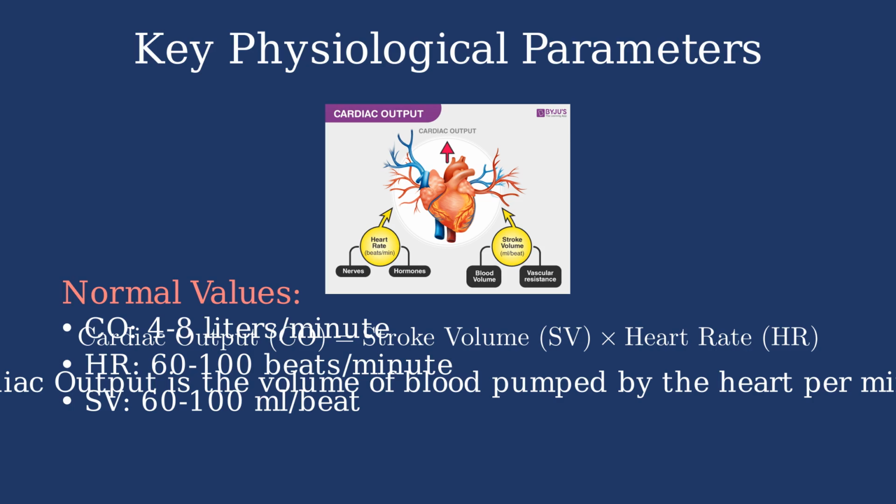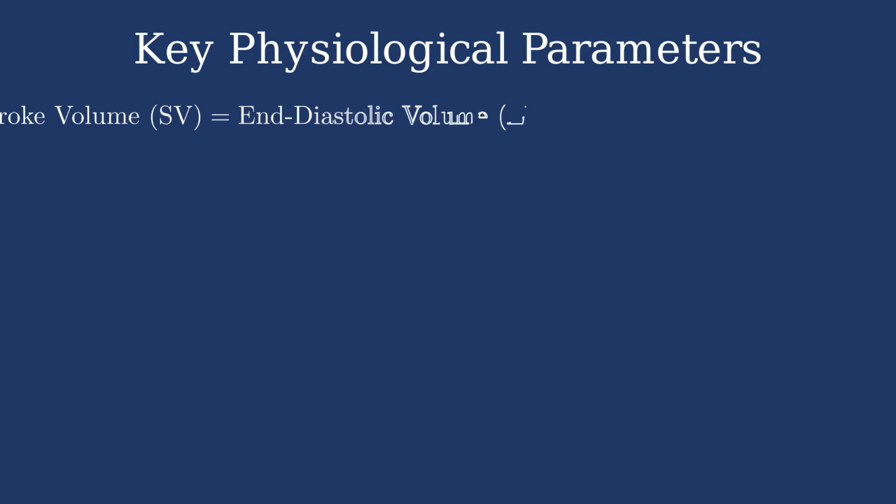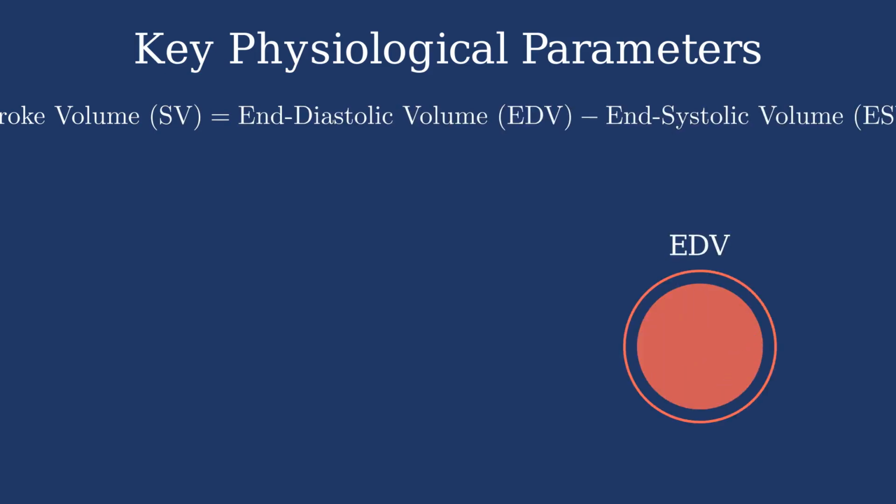Stroke volume is determined by the difference between end diastolic volume, the amount of blood in the ventricle before contraction, and end systolic volume, the amount remaining after contraction. During systole, the heart contracts, ejecting blood and reducing the volume within the ventricle. The difference between these volumes is the stroke volume.